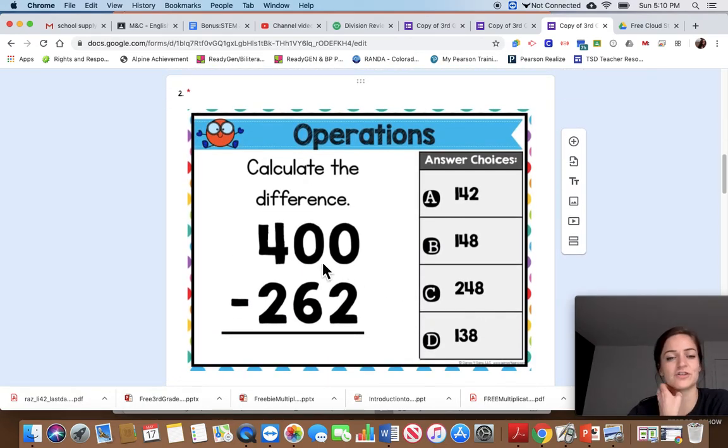Calculate the difference. So you're taking 400 minus 262. Hopefully you remember how to subtract across zeros. Go ahead and pause the video, find your answer, and click play when you're ready to go. Go. All right, so I already did this one on a piece of paper before I made the video. So 400 minus 262 is 138. Now, some of you might have gotten 148, but you got to remember that you borrow from the hundreds. So you'd have 300s and then 10, but then you also got to borrow from the 10s and give to your ones. So you should have gotten 138.